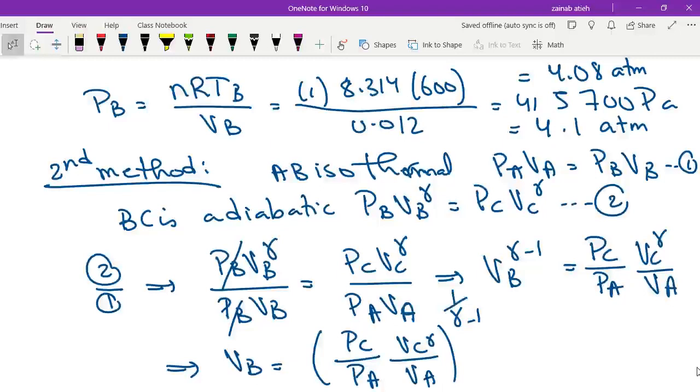Calculate معكم اصلا ال PC وال PA ما في داعي تحولوهم لباسكال لانه they are ratio بتطيروا مع بعض. ال VC وال VA اذا بتحطوهم بالاس اي يونت بيطلع الانسر لل B بالاس اي يونت, اذا بتحطوهم مش بالاس اي يونت you get the answer of B باليونت اللي استعملتوها. Okay, so بيطلع معكم the same answer that I have already calculated, it's the same answer.